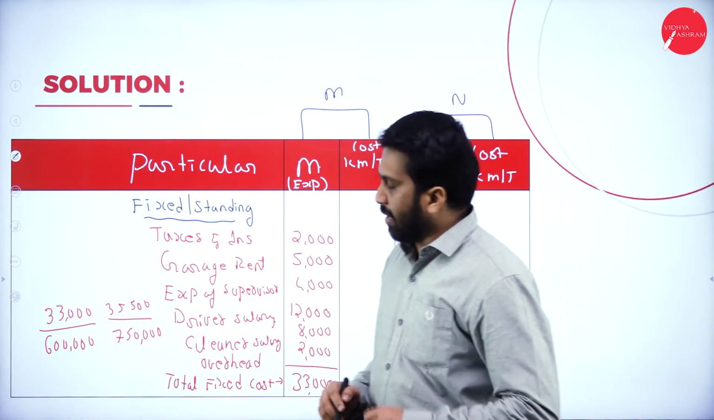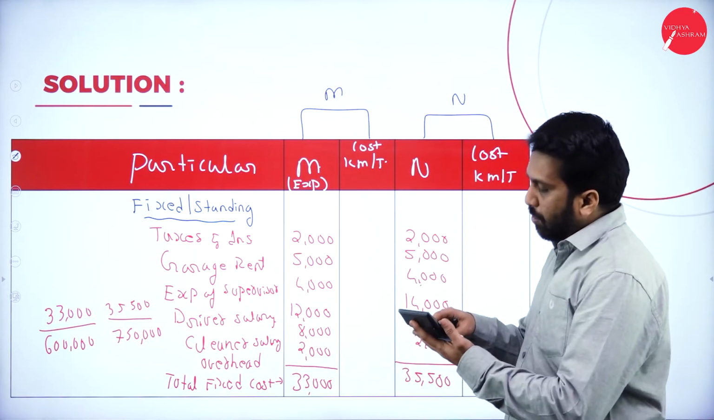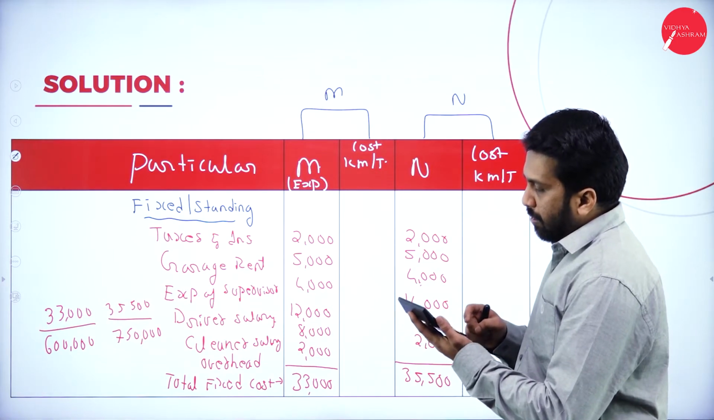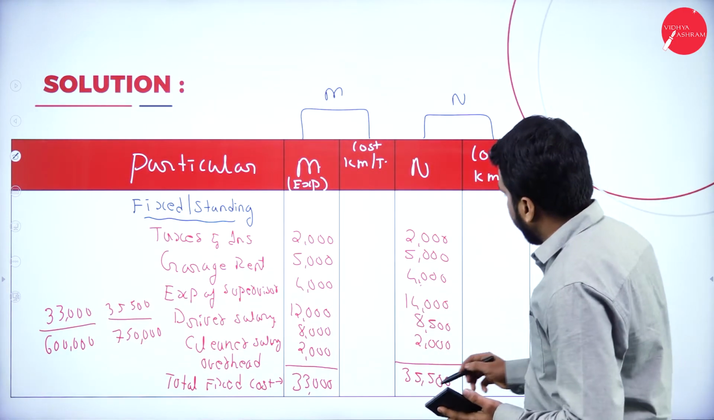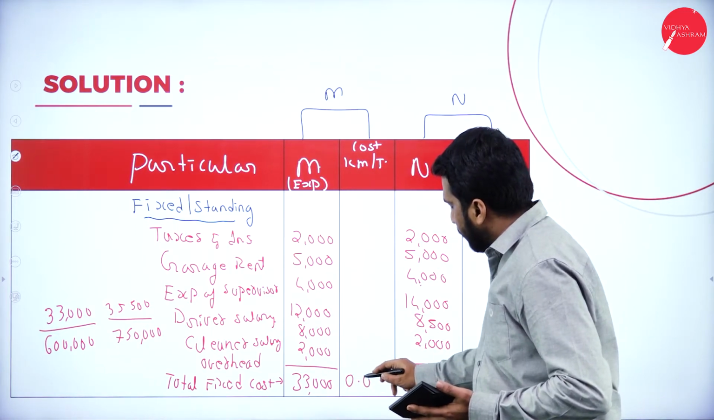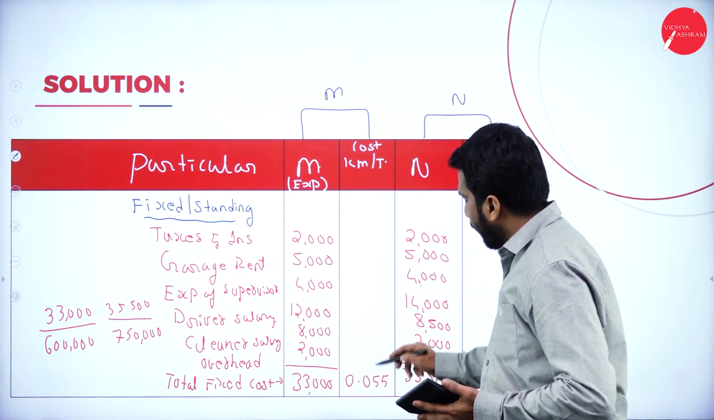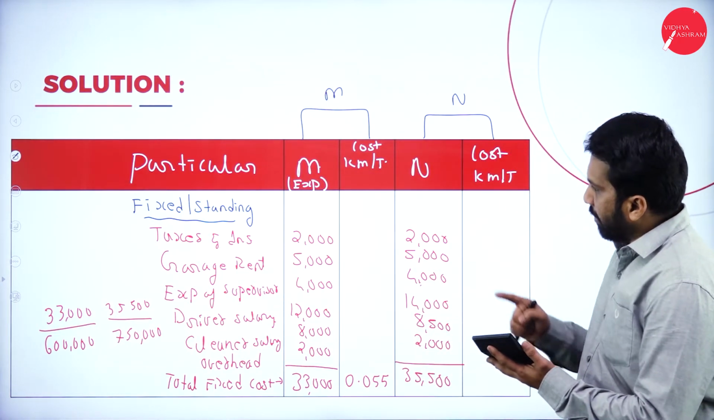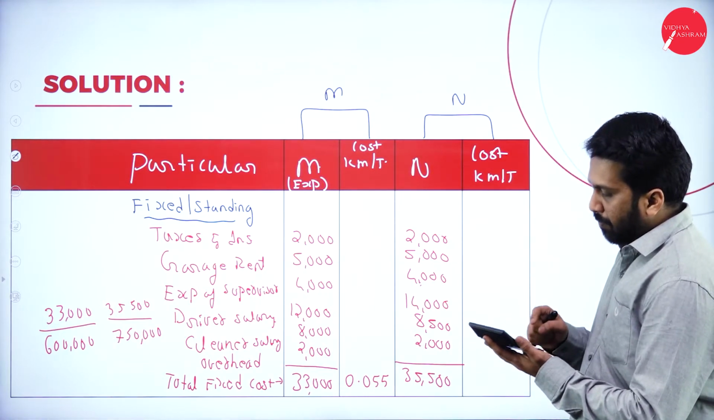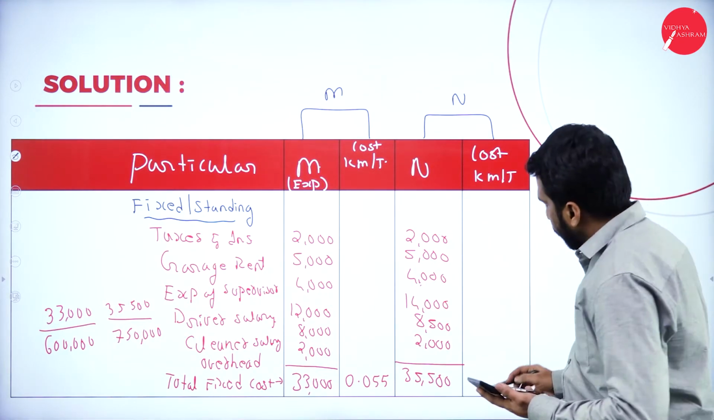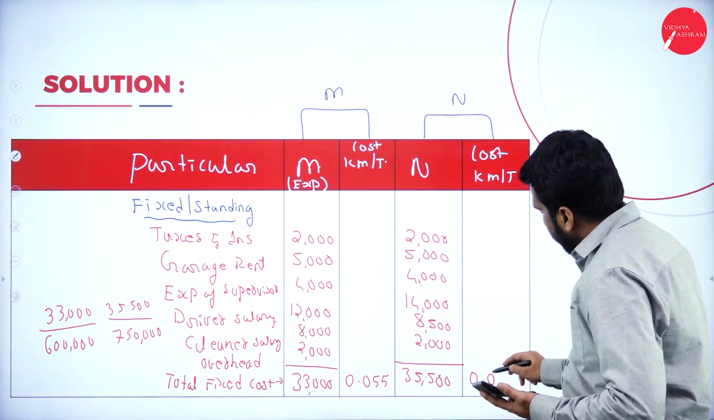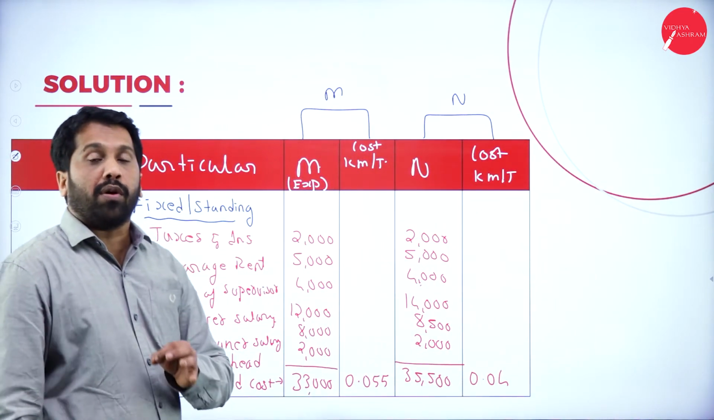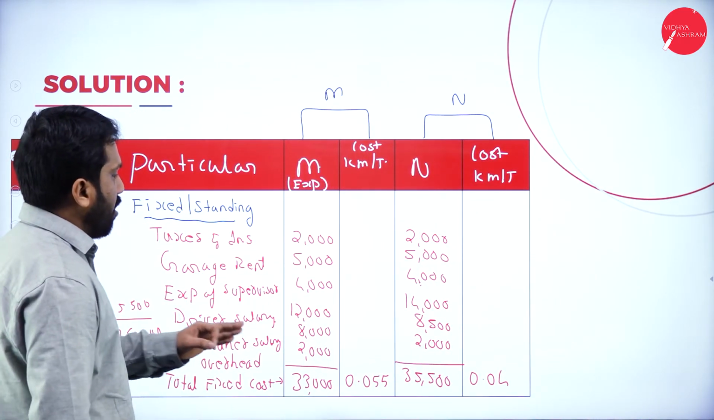Now calculate how much you will get. 33,000 divided by 6 lakh, I got 0.055. Similarly, 35,500 divided by 7,50,000, I got 0.04. Hope you understood. Now, I got all this information.